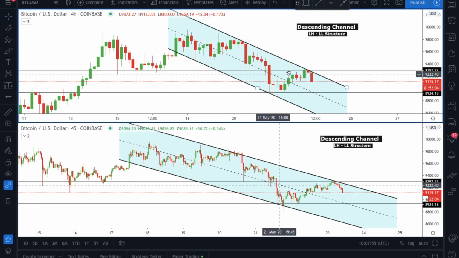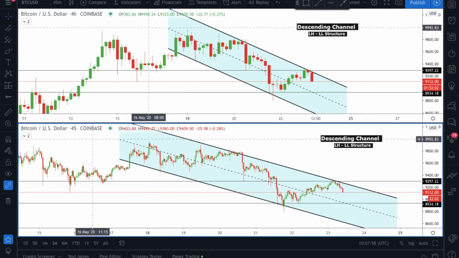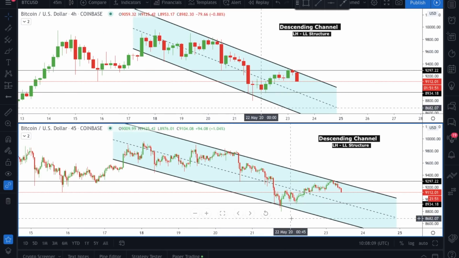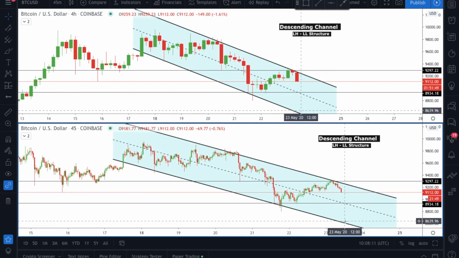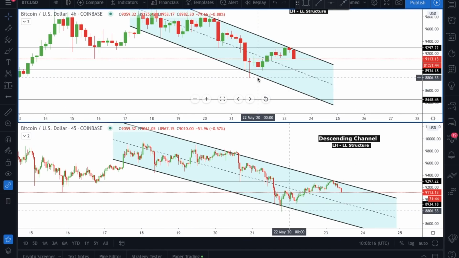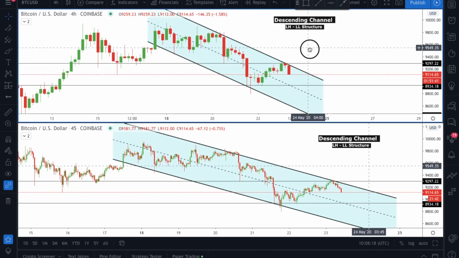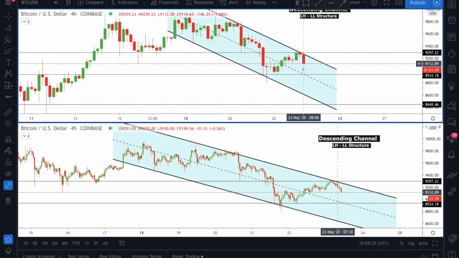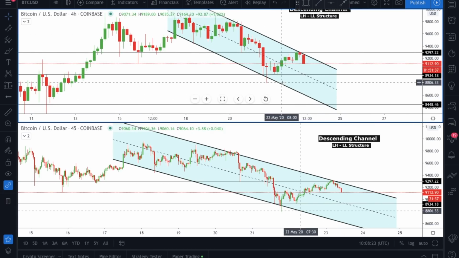If you look at the price movement right here, also in the 45-minute time frame, it's clearly making lower highs and lower lows, and now it's indicating it might go even lower than the previous lower structure, which was around the 8,800 area. So this is also indicating that maybe we are going to test this lower line structure.